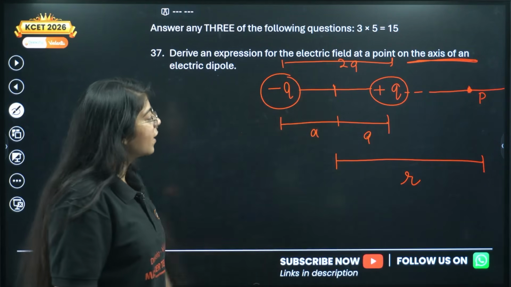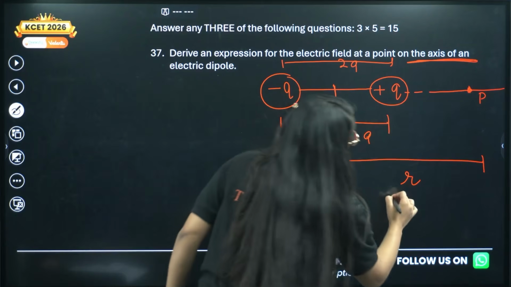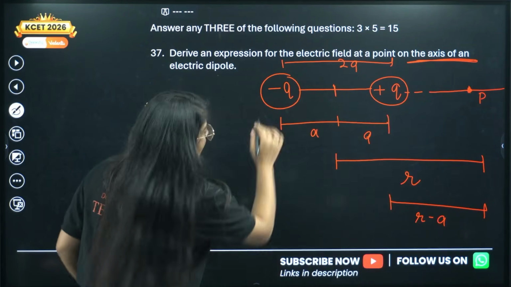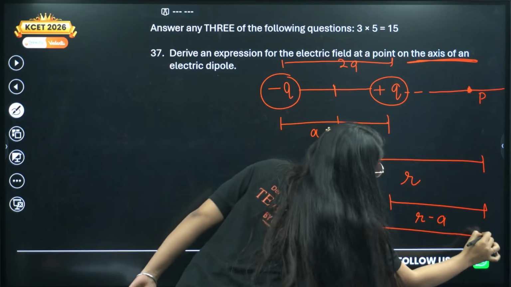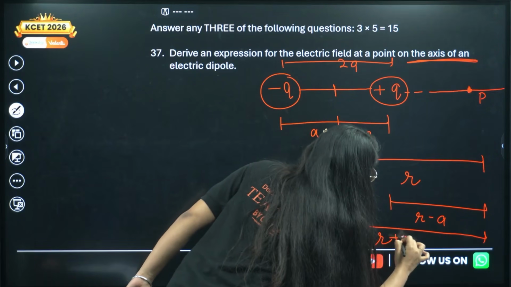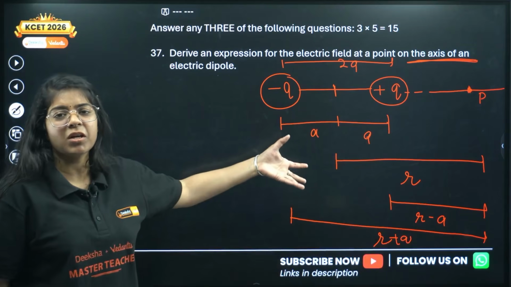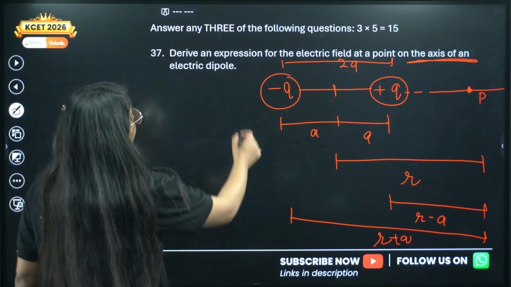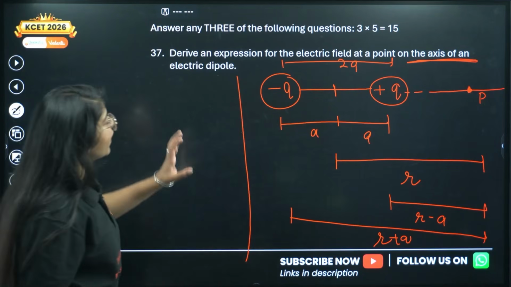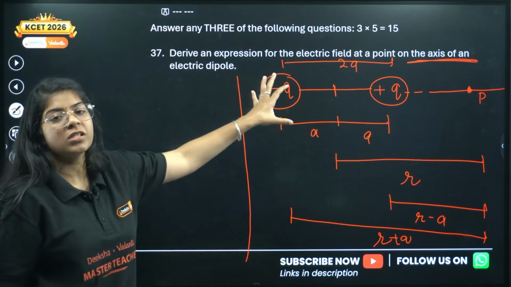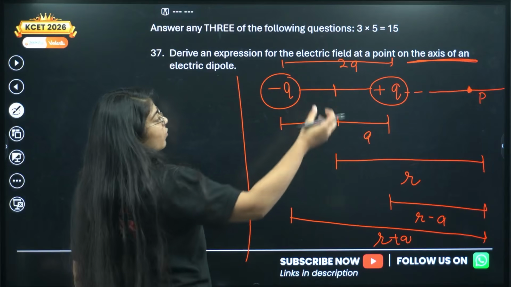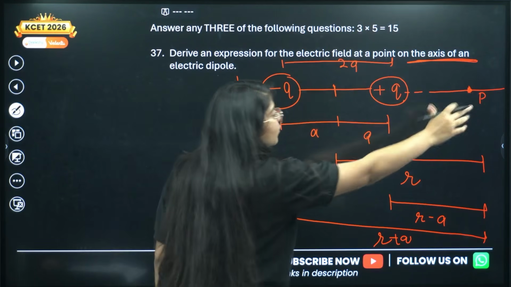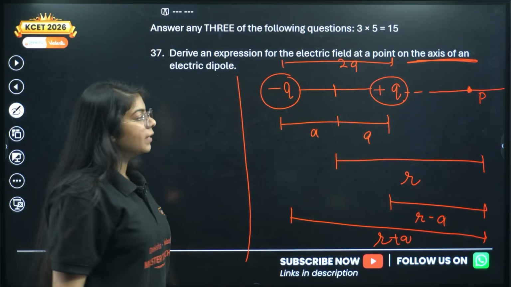Understood this whole diagram? So from plus q, the distance till that point will be r minus a, and from minus q, the distance will be r plus a. Very simple, nothing much, just a lot of lines. Okay, so we need to find the electric field at that point due to this dipole. So what we'll do, we'll find the electric field due to plus q, the electric field due to minus q, and we will find the equivalent electric field at that point.